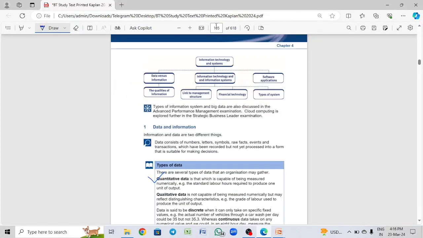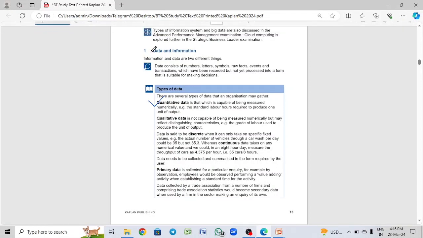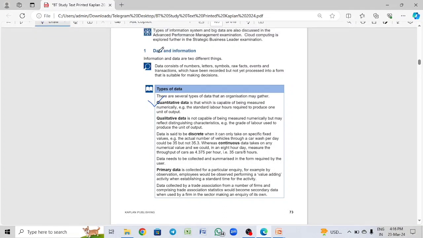Firstly, what the chapter talks about is data and information. Now, what is data and information? In day-to-day language, we tend to interchange both these words. We tend to use data in place of information and information in place of data. So what exactly is the difference between the two? Data is raw information, raw figures, raw facts, raw transactions, and information is the processed data which provides a meaningful message to the receiver.